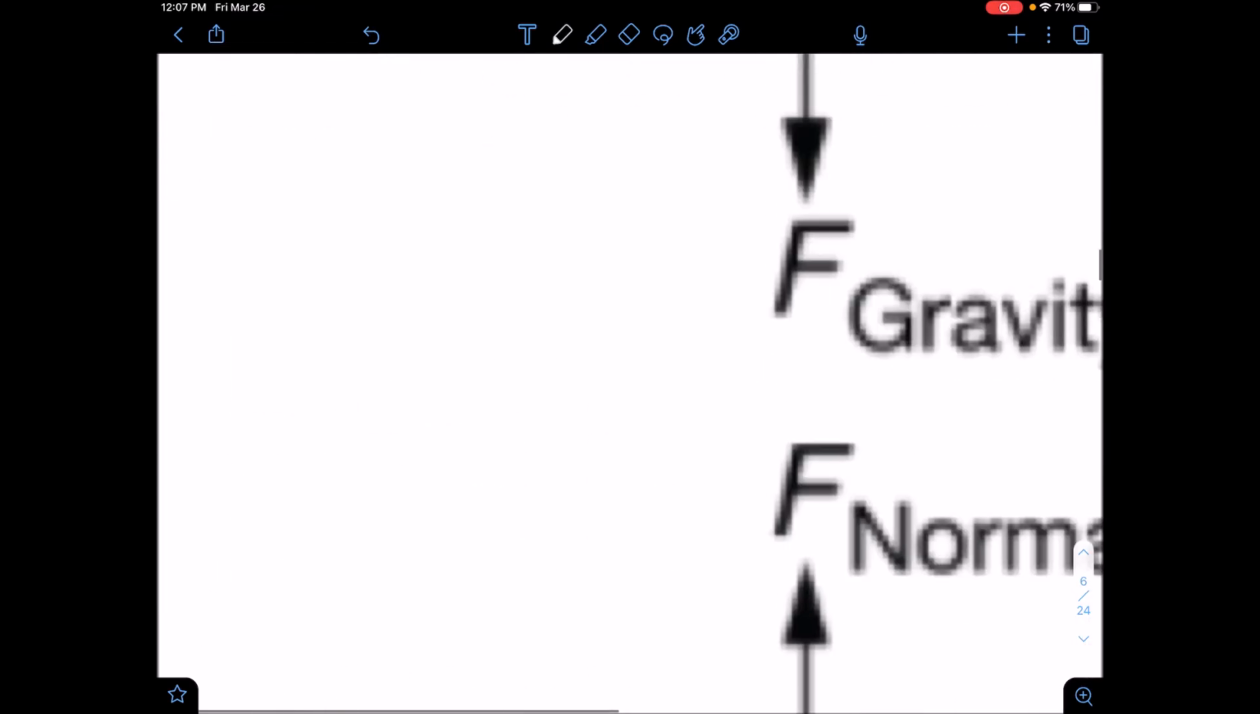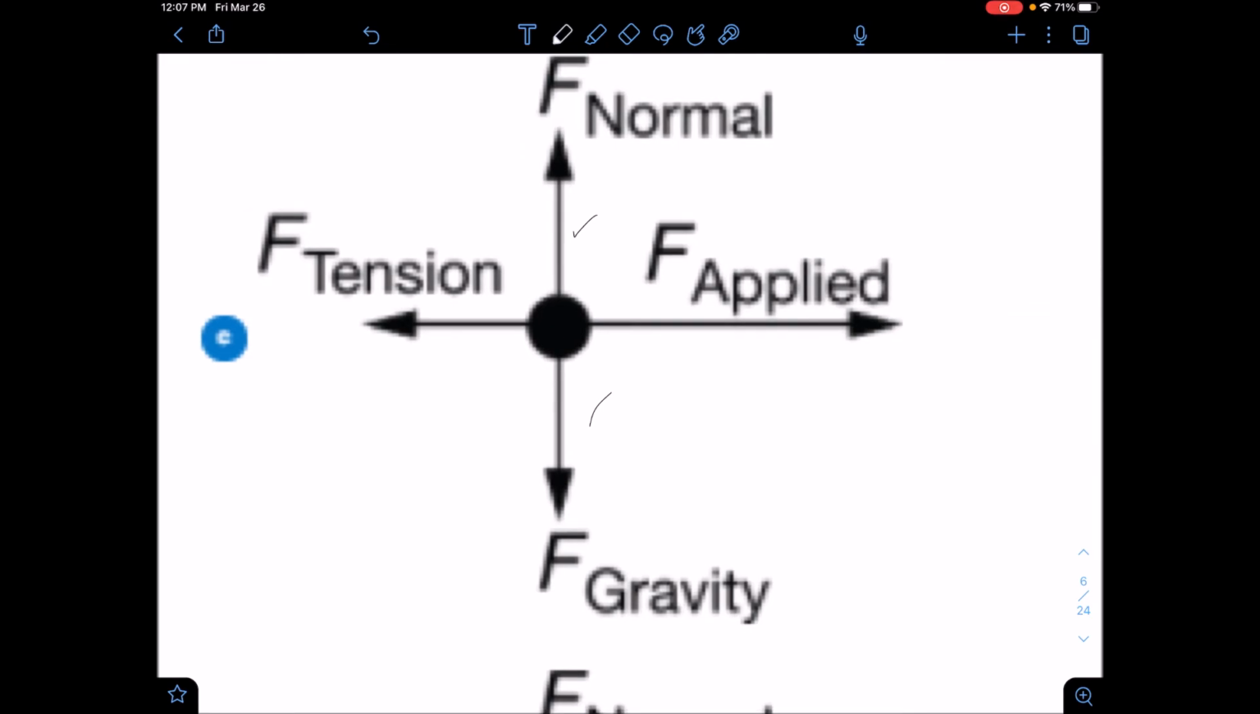So that leaves our only answer choice as C, and we can see that the applied force is greater, so our answer choice is C.